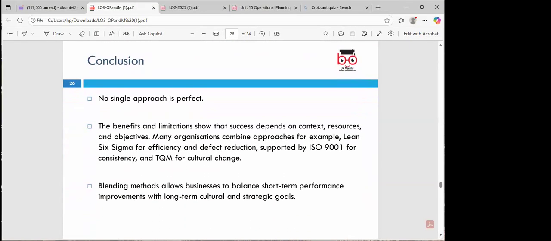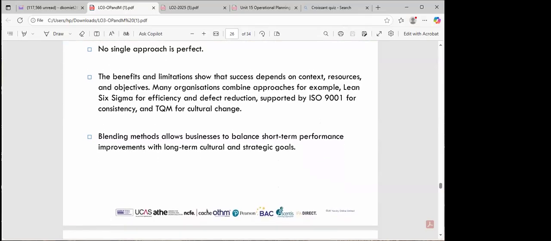So we can say, in conclusion, no single approach is perfect. None of them is perfect. They may have their own pitfalls and shortfalls, okay? From Six Sigma to just-in-time, they all have their little shortcomings. That's why you have to use them interchangeably, okay? The benefits and limitations show that success depends on context, resources, and objectives.